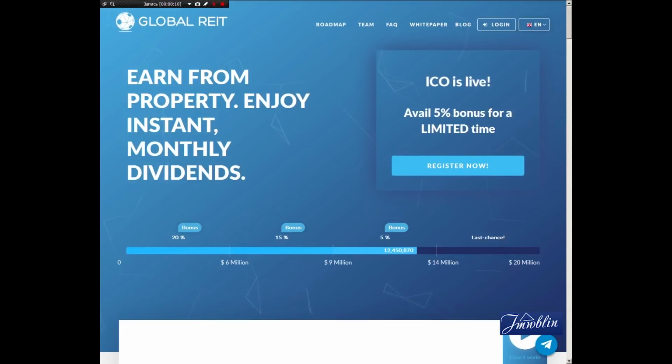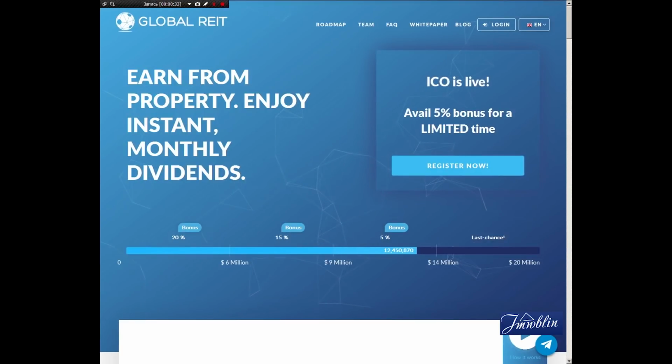Real estate can be a difficult industry to operate in, but Global Rate is hoping to deal with a number of those problems, and it is their intention to use blockchain technology to make things so much easier. However, how are they planning on doing that, and what exactly are they going to offer?